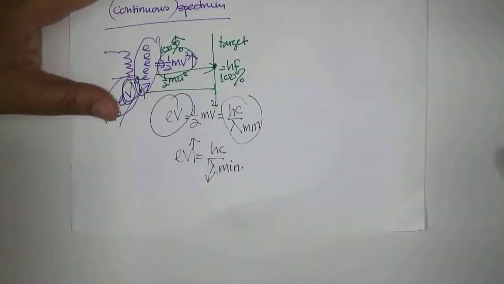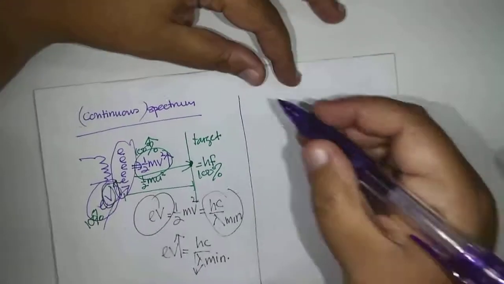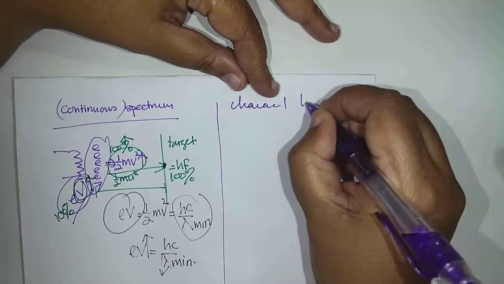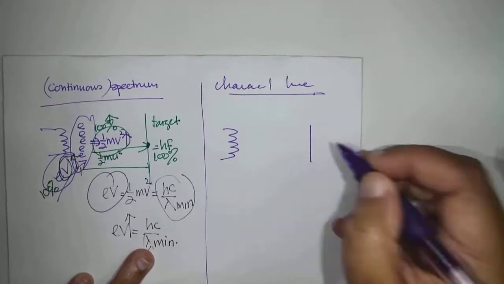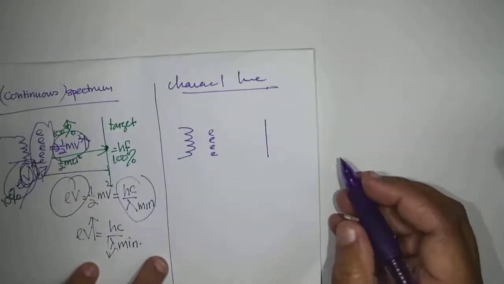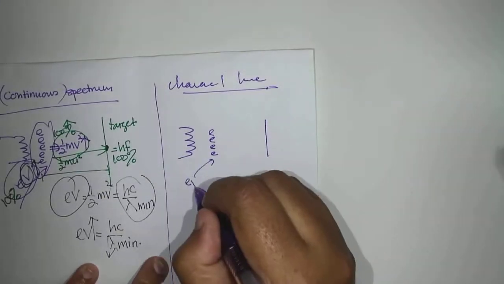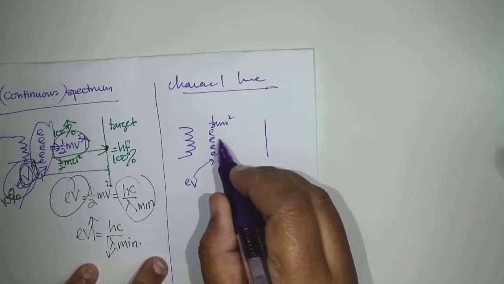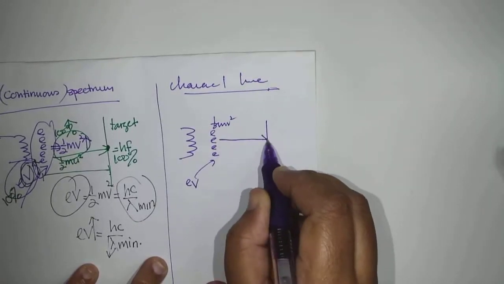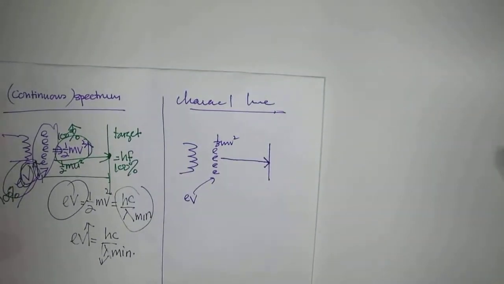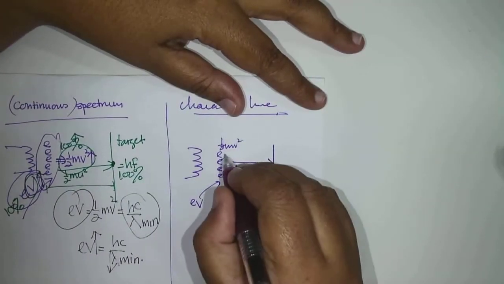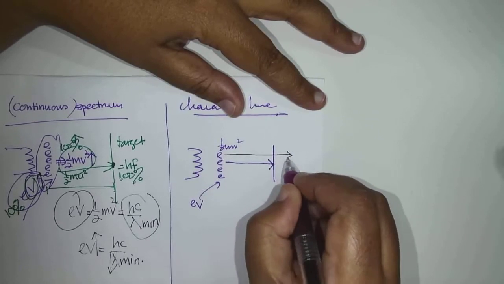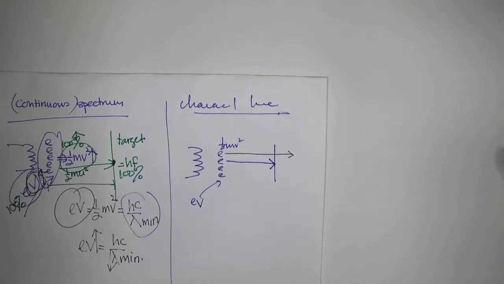Let me explain here. This is the continuous spectrum. This is the characteristic line spectrum. This is the filament. This is the target. Electrons are released. The electrons are given eV, converted to half mv squared, and go and hit the target. But some of the electrons, I'm going to take this red color, some of the electrons will go deep inside the target because of their high energy.